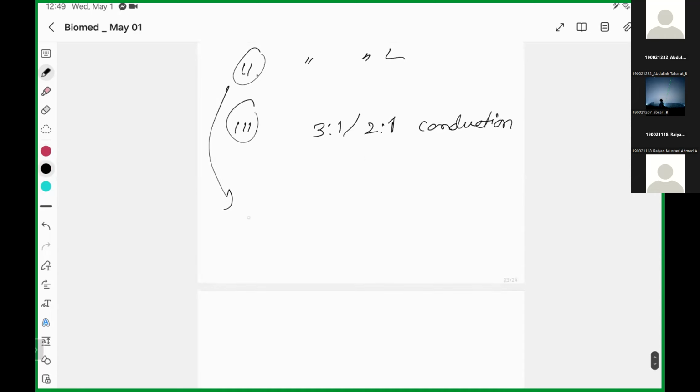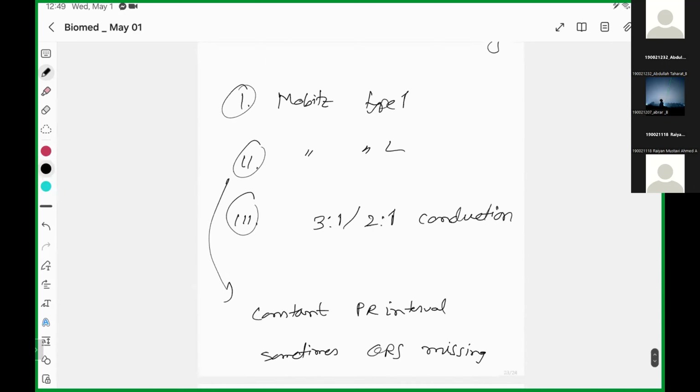This is constant. You have a constant PR interval, but sometimes QRS is missing. Okay, so the PR interval is normal. It is type 2. PR interval is normal, but QRS is sometimes missing. Okay, that's your Mobitz type 2.